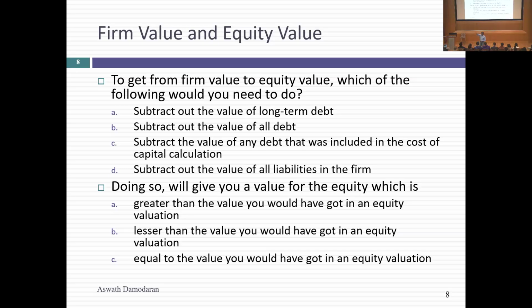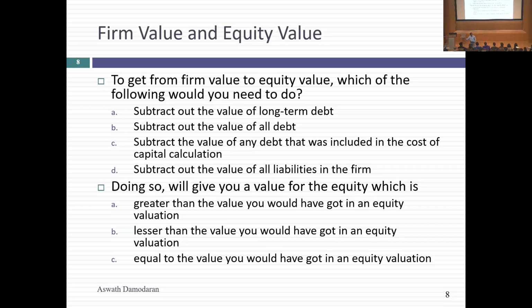So I've done all the dirty work. I've done the value of the business. All I want to know is what do I subtract out to get to value of equity? I can subtract out the value of just the long-term debt. You go to the balance sheet, you look at the long-term debt. Choice one. Second is I can subtract out the value of all debt, including all interest-bearing debt. Third is I can subtract out any debt that I included as debt in my cost of capital.